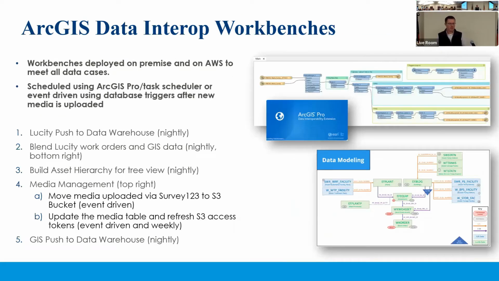So we have some different workbenches. I think we have about four or five different workbenches, and this is what you call your models to move data around. I'm not going to go through all of them in detail, but these are scheduled tasks that move data. For example, our Lucity system, which is on-prem, moves data up nightly, whether it's work orders or asset hierarchy, into our hub space.